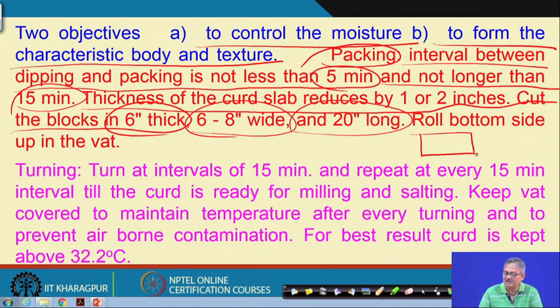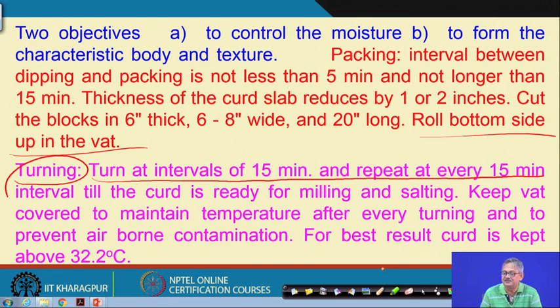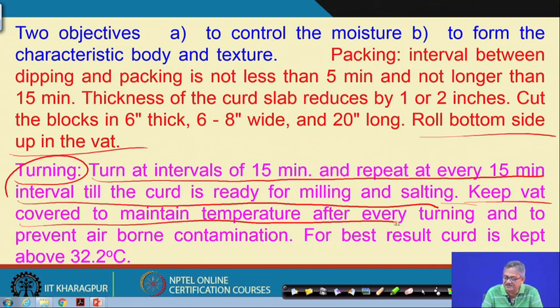So, you have a block that is 6 inches in thickness, and 6 to 8 inches wide. The other dimension is long, maybe 20 inches. So, we have made it a little bigger, right. Roll the bottom side up in the vat, then turning. Turn at intervals of 15 minutes and repeat at every 15-minute interval till the curd is ready for milling and salting. Keep the vat covered to maintain temperature after every turning and to prevent airborne contamination.